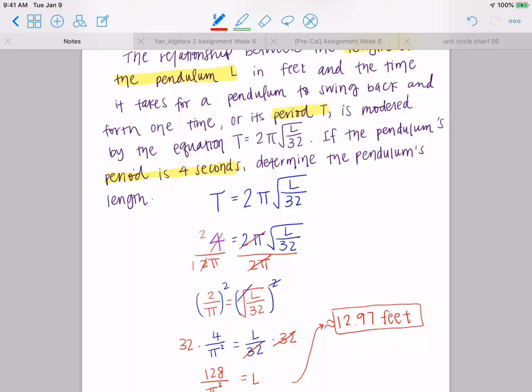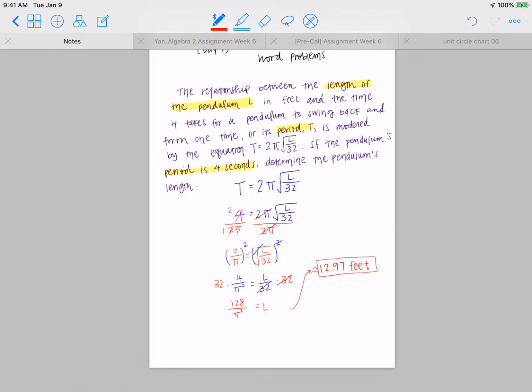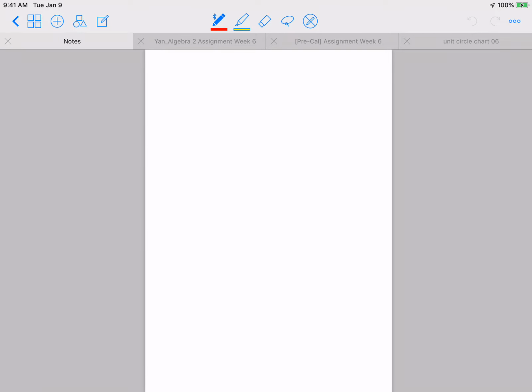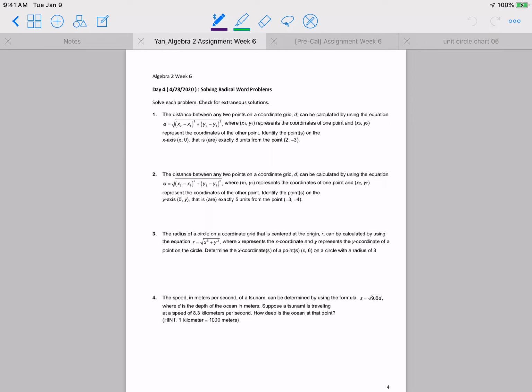So that's the only example I have for you in terms of examples, but then I will work on 2 of your homework questions for you. Your homework for this week on this day is page 4. Page 5 is for honors. So let's look at page 4. It's right here. Okay, so let's go to page 4, numbers 1, 2, 3, and 4.